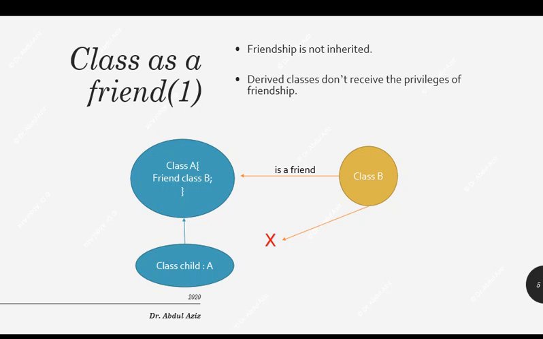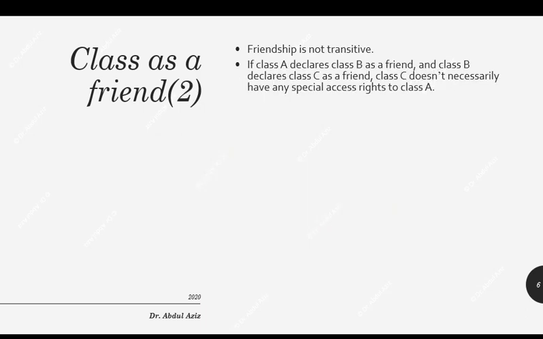To remember this concept, always keep in mind a simple example: the friend of my father's friend is not my friend. It's very simple. My father's friend is not my friend because friendship is not inherited. Rule number two: friendship is not transitive. That means if class A declares class B as a friend and class B declares class C as a friend, that does not mean that C is also a friend of A.